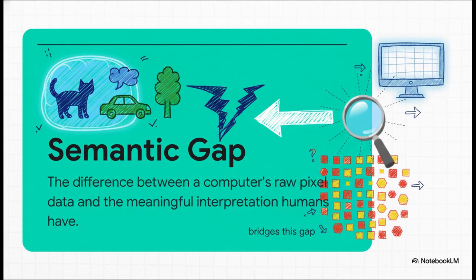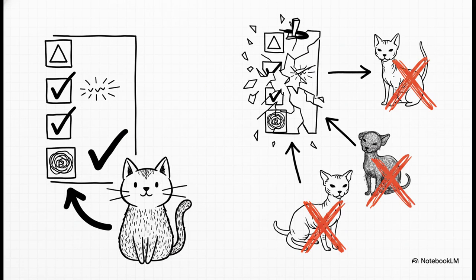So, how do we even start? Well, the first thing you'd probably try is to just write a program with a bunch of rules. You could tell it if it has pointy ears, and it has whiskers, and it's furry, then hey, it's a cat. But that approach is just incredibly fragile. I mean, what if the cat's ears are folded back, or the picture is taken from a weird angle? The whole system of rules just falls apart almost immediately.